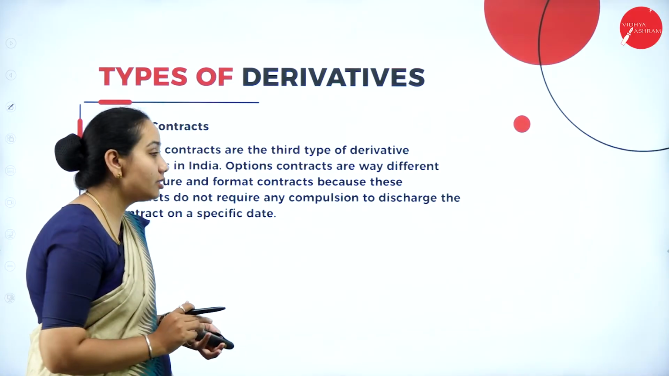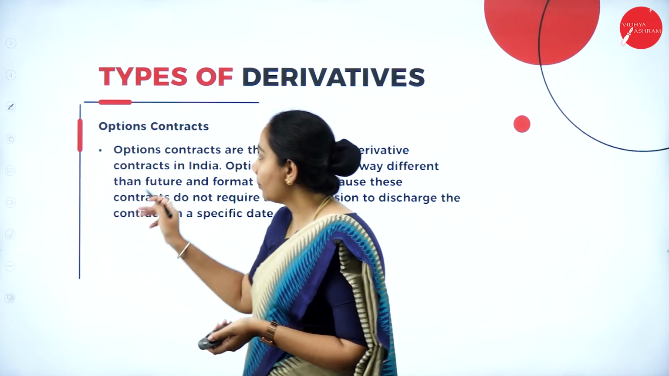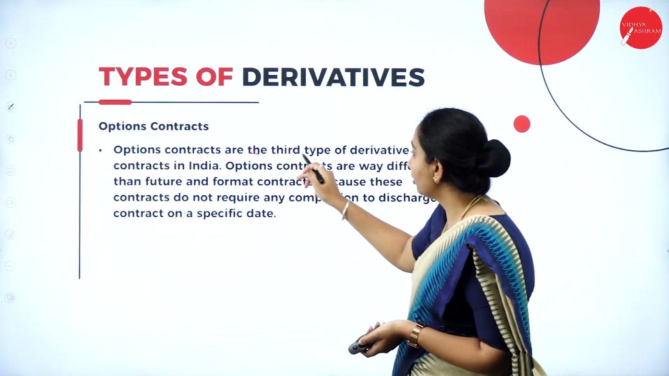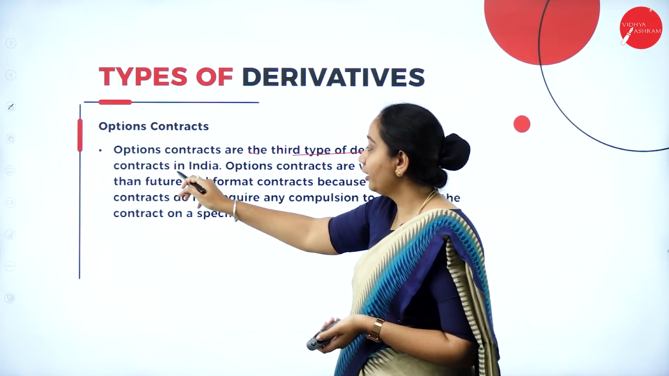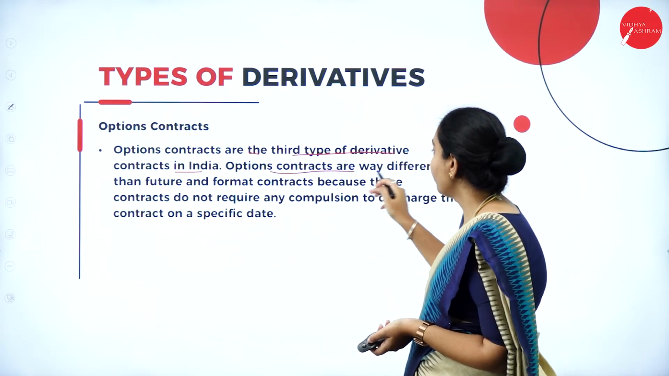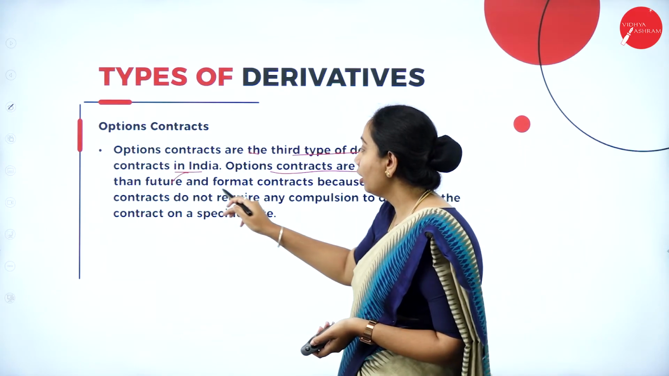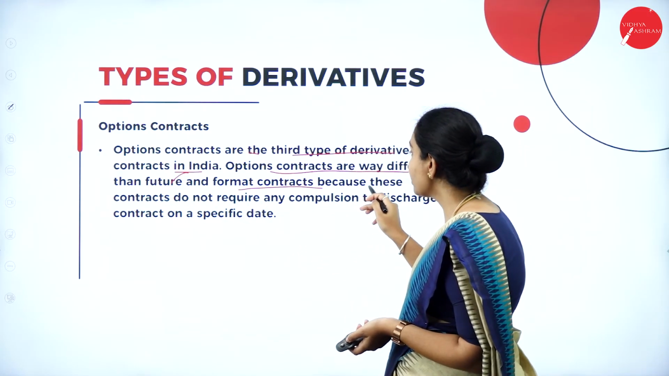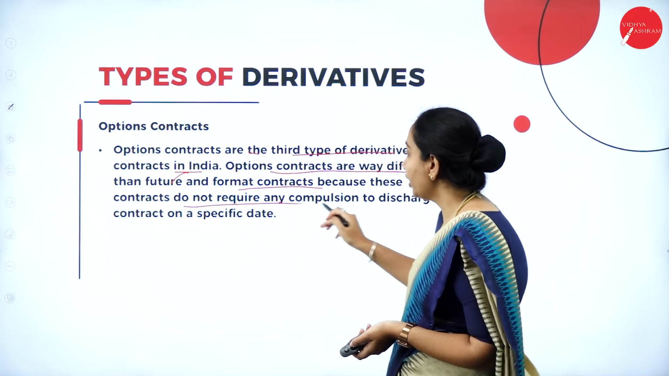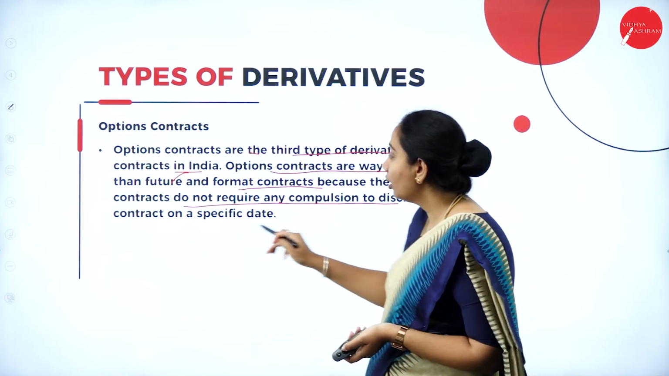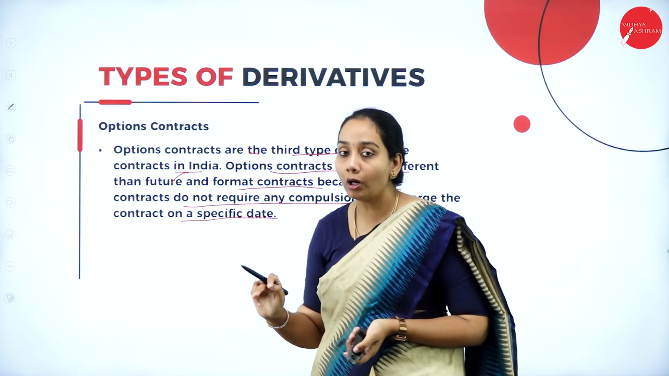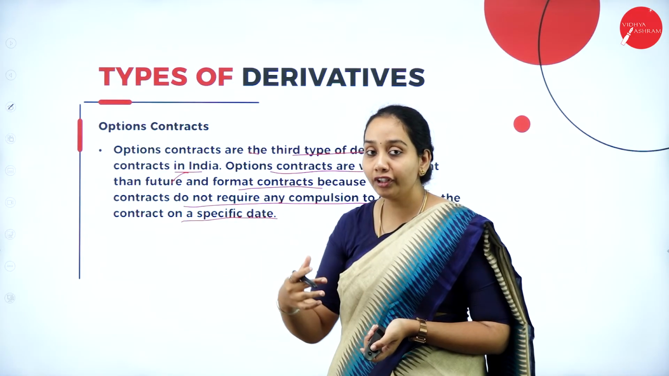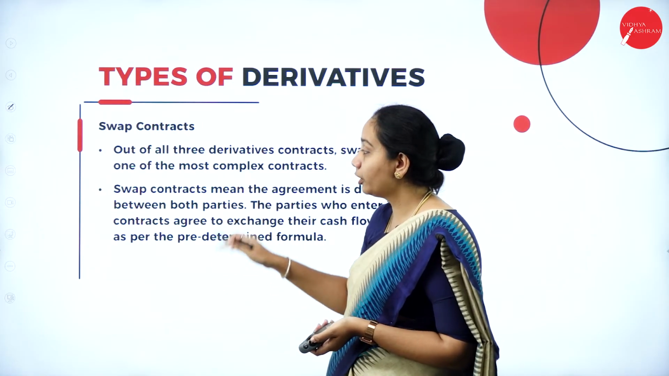Next is options. Let's see the meaning of options. Options contracts are the third type of derivative contract in India. Options contracts are very different from futures and forward contracts, because these contracts do not require any compulsion to discharge the contract on a specific date. In options contracts, we have two different types of options, that is, call option and put option.